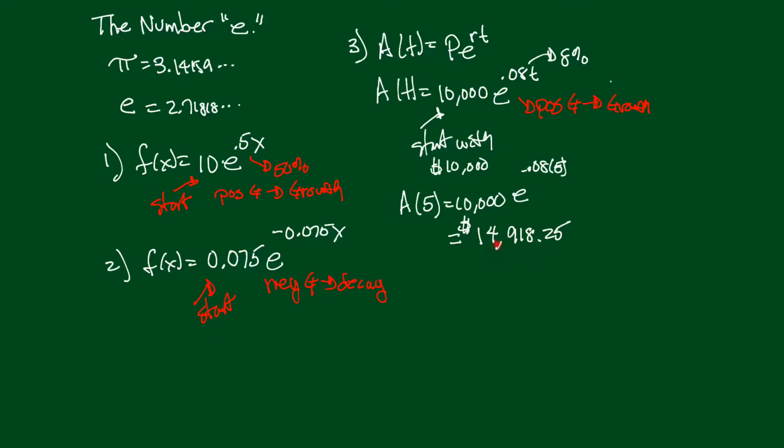So it's grown almost by 50%. Half of 10,000 is 5,000, so we're right close to 15,000 here. Now here's how I did that. On my calculator, I have a TI-84. I put in 10,000, and then there's a key on your calculator that says LN, natural log, and right above it, it says e to the x. So I had to press second to get this. I put in 10,000, press second, natural log, and then that gave me this. Then I put in 0.08 times 5, and the 14,918 came out.